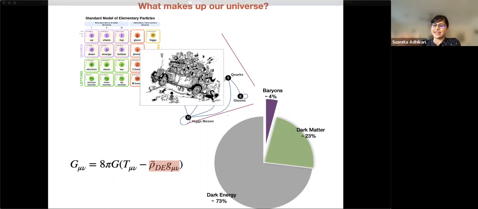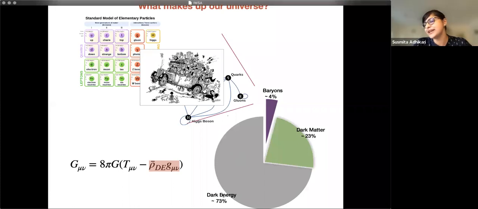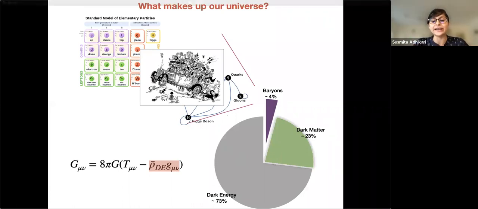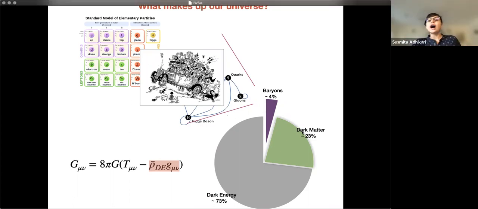If we ask what is the energy density in a region composed of, 73% of it is actually a completely different thing that we're not going to get into today. It's in fact what we have now come to call dark energy. So even dark matter is in fact a small 23% of that. And baryons, which I will use interchangeably with standard matter, form a really small percent of the universe.